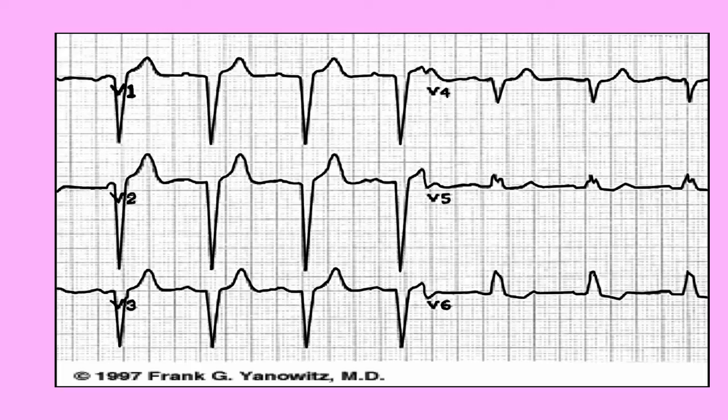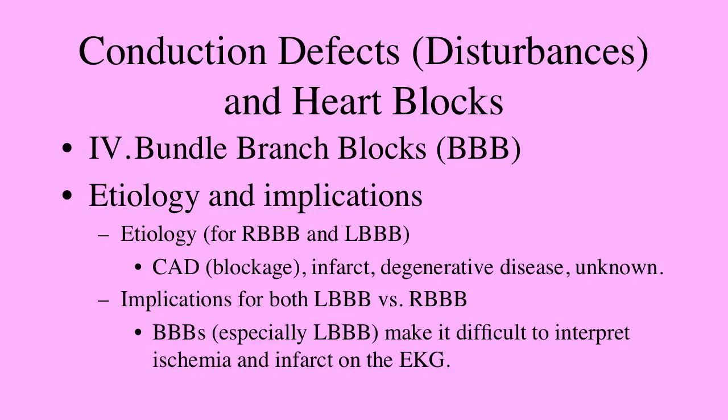If you look at the next slide, I want to talk about the bundle branch blocks and the etiology and implications. Usually for the bundle branch blocks, maybe there's coronary artery disease or blockage of blood flow that goes to that area. Maybe there's been an infarct that's damaged that area. Maybe it's part of the aging or degeneration process of the conduction system, or sometimes it just happens. It's unknown. But the implication is that it makes it difficult to interpret the EKG for further reading, like ischemia and infarct.